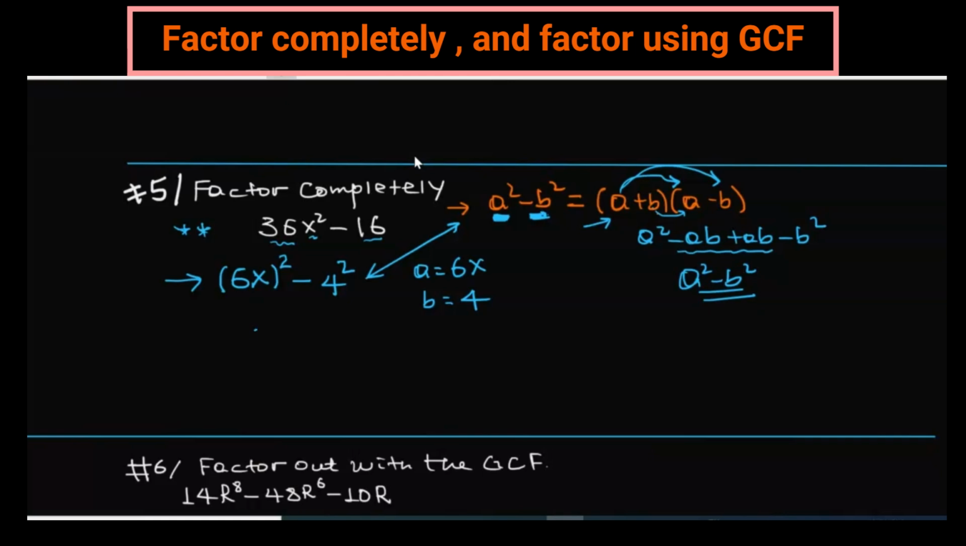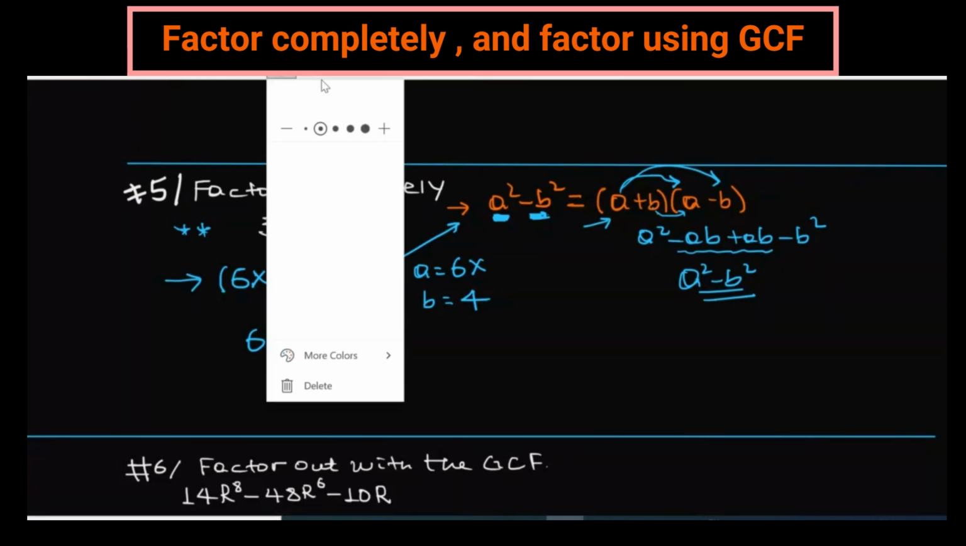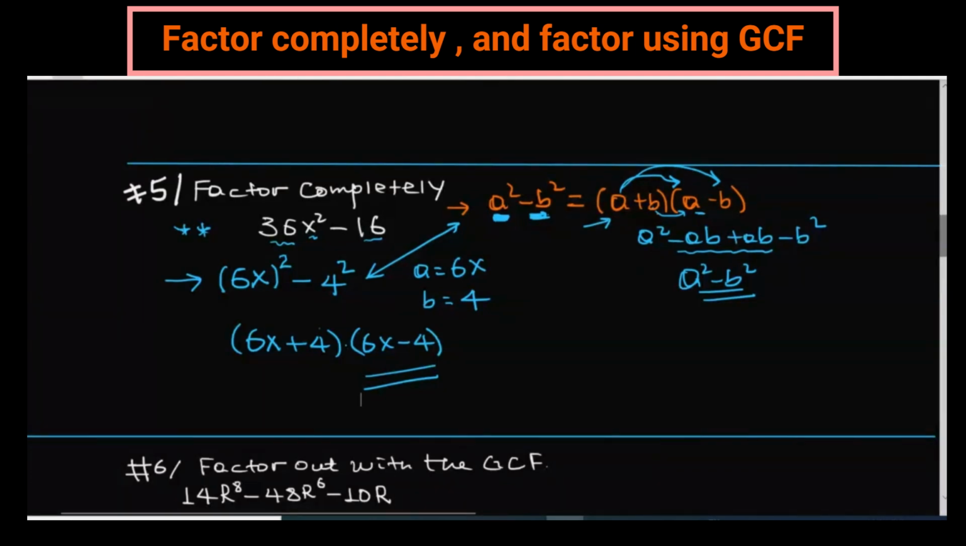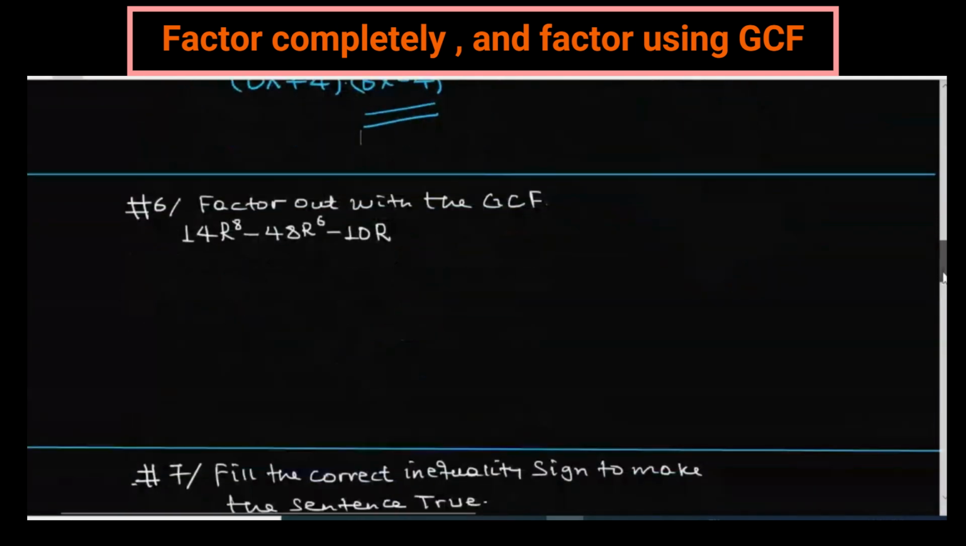So that's going to be 6x plus, sorry, plus 4. Now remember, it's not b anymore, I have the 4. Then open parenthesis again, this is multiplied by a minus b. a minus b is 6x minus 4. So this is the completely factored form of 36x squared minus 16. Great. So let's continue to number 6.